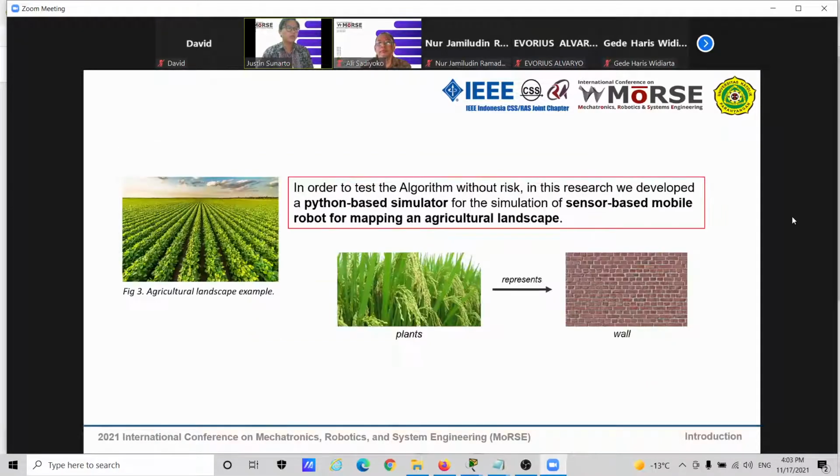Therefore, in order to test the algorithm without risk, in this research we developed a Python-based simulator for simulation of a sensor-based mobile robot for mapping an agricultural landscape. This landscape is considered from the robot's point of view and considered as an unknown maze. So the plants will be represented by the walls.